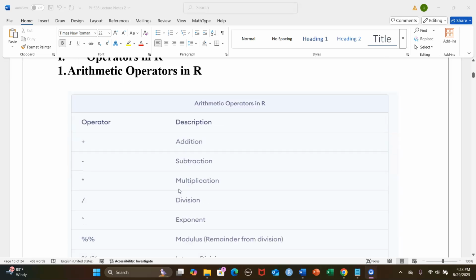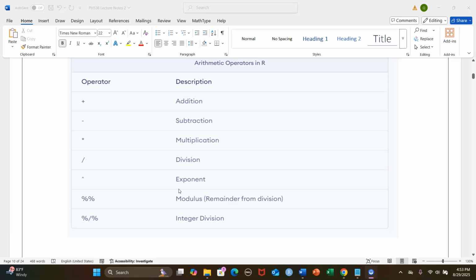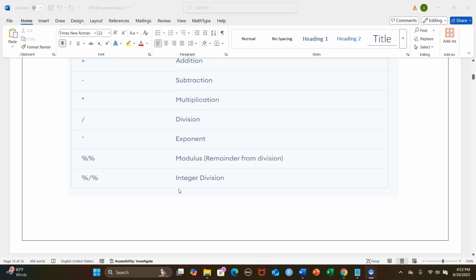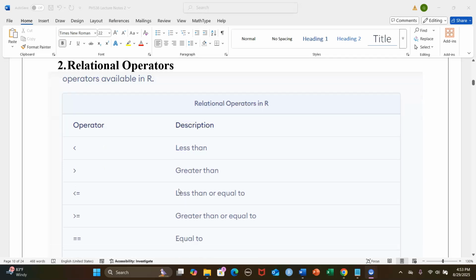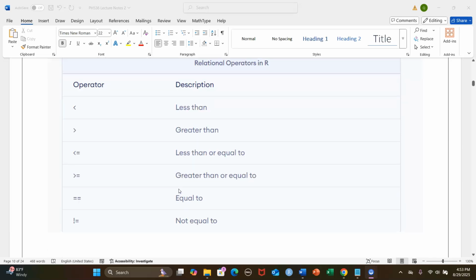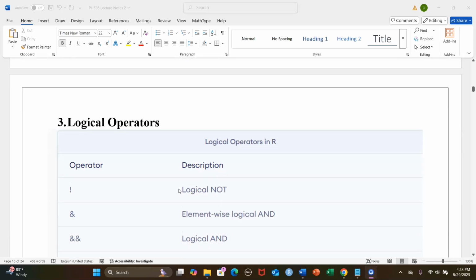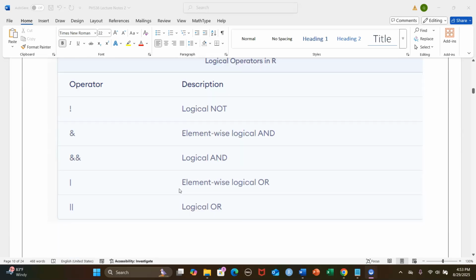The basic arithmetic operators: addition, subtraction, multiplication, division, exponent, modulus, and integer division. Okay, so these are the basic arithmetic operators. You also have relational operators: less than, greater than, less than or equal to, greater than or equal to, equal to, and not equal to. And you have logical operators: logical not, element-wise logical and, logical and, element-wise logical or, and logical or. The element-wise logical and and logical or can be used on vectors of logical values.